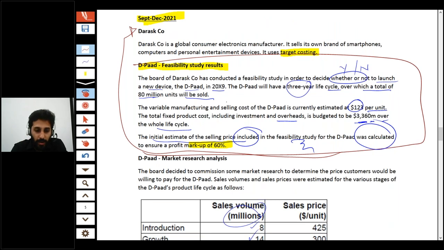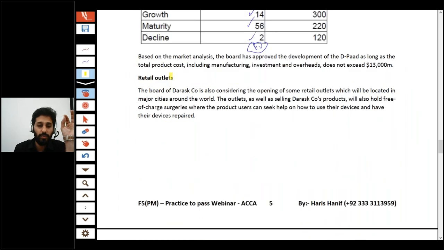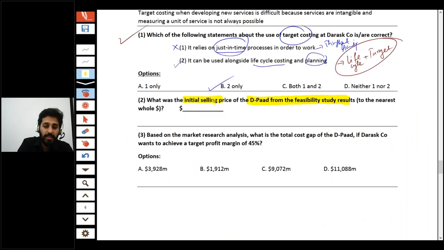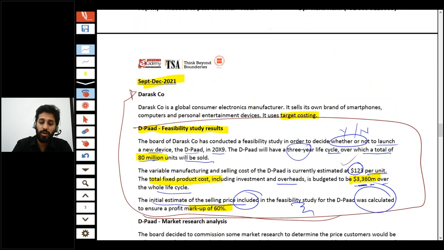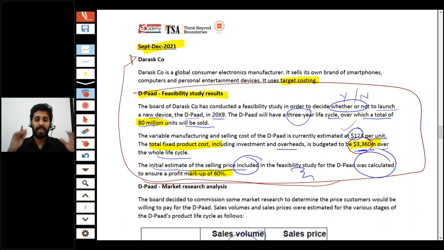Number one, the variable manufacturing and selling overhead is estimated at $123 per unit, and 3360 million is the total fixed cost. And in the whole life cycle, there are 80 million units. So I need to calculate the initial selling price per unit. It's not the total sale, it's the selling price. So my variable cost is 123 and my fixed cost is 3360 million, the total fixed cost. I need to apportion it over the number of units, 80 million. So that would become 42.